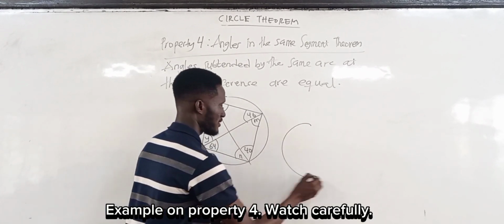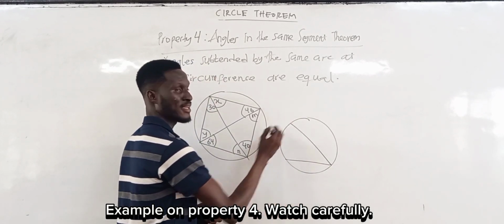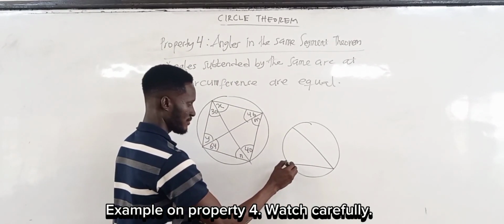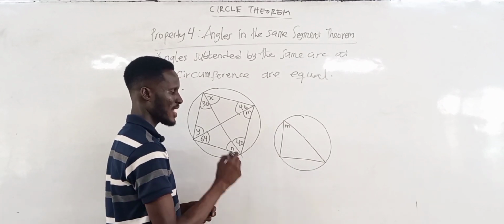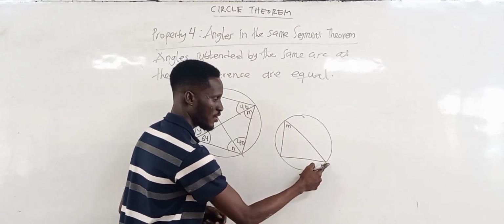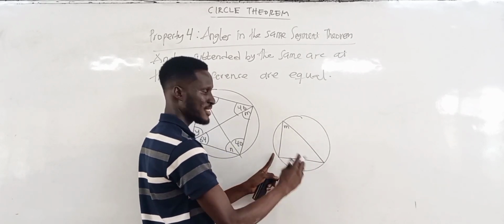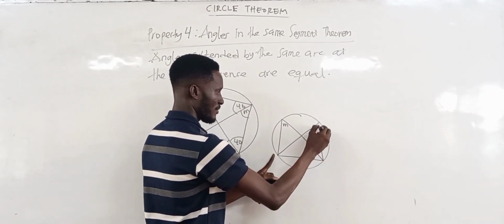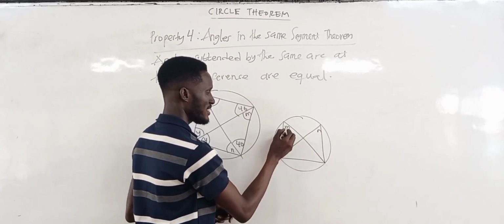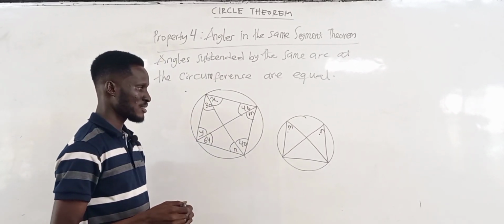Yes, now let me take this particular chord. So we said that if I have a chord like this and the chord is forming an angle at the circumference of a circle, this is the angle formed. Here is M. Now the same chord is forming another angle at the circumference of the circle in the same segment. So let's say the angle formed is here. Here is N. These two angles are equal.